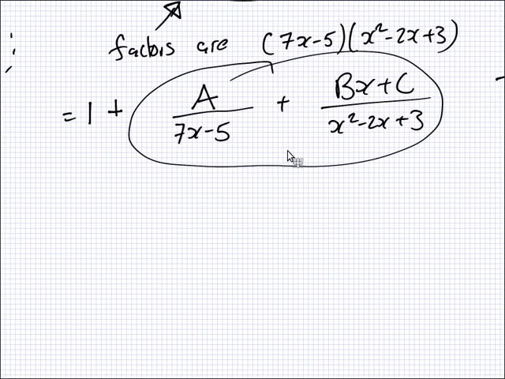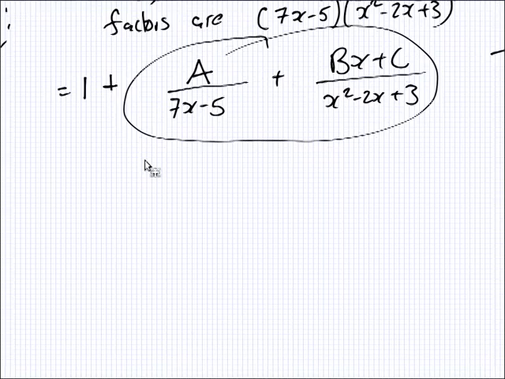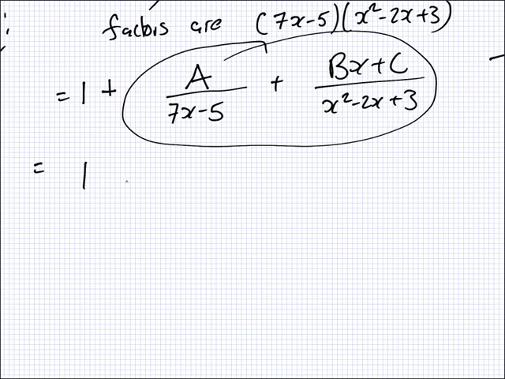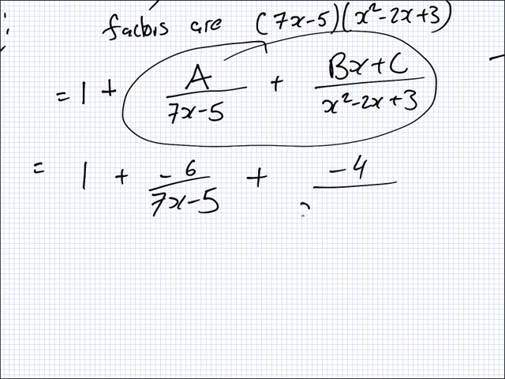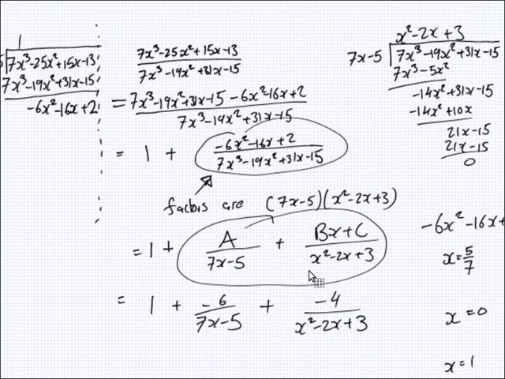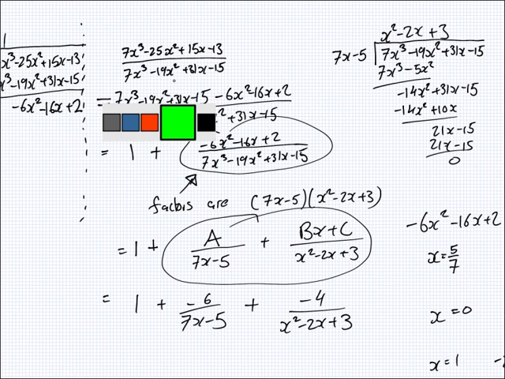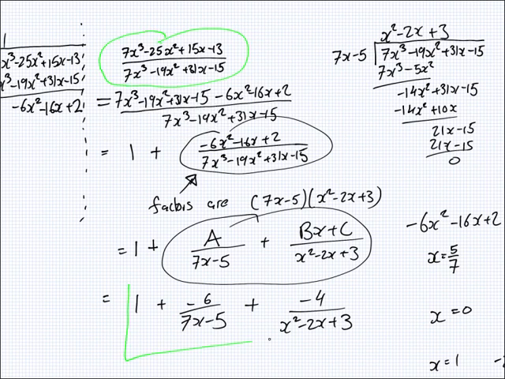Now, what is the a, did we say? Minus 6. Minus 6 over 7x minus 5 plus, and b we said was 0, and minus 4 over x squared minus 2x plus 3 then. Okay, so this was quite tricky. We managed to eventually simplify this into this.